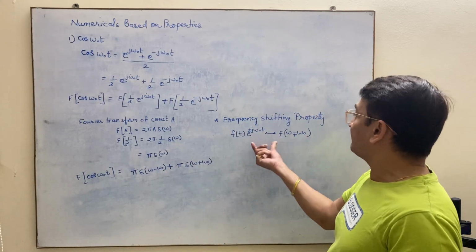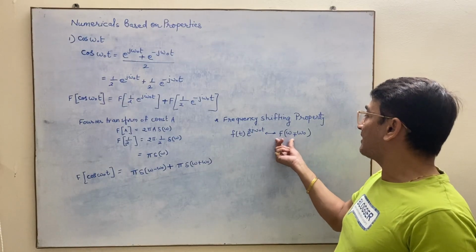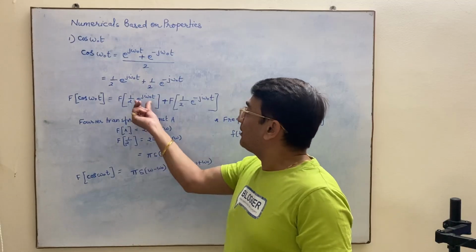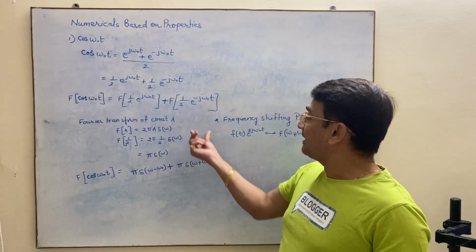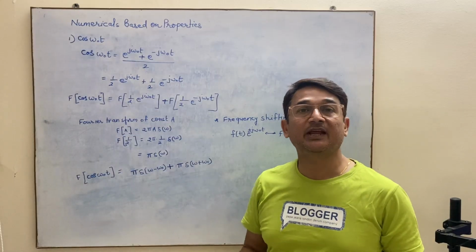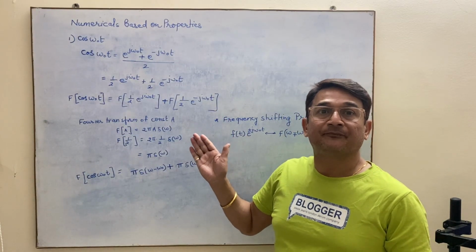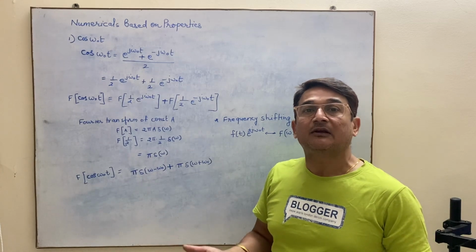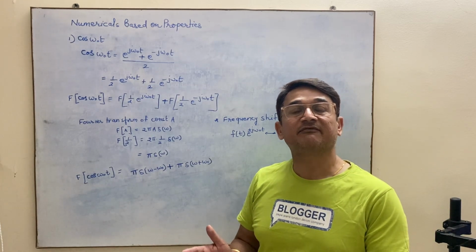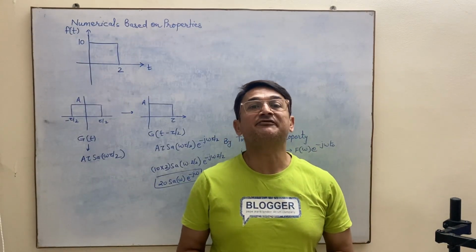Again, by applying the frequency shifting property, f of t into e to the power j omega naught t will give F of omega minus omega naught. So the first part will be pi delta omega minus omega naught, plus pi delta omega plus omega naught. This is the Fourier transform of cos omega naught t by using the properties of Fourier transform. Now the next question will be a shifted gate function. So let's see how the shifted gate function will get the Fourier transform using the property. So the next function is a shifted gate function.